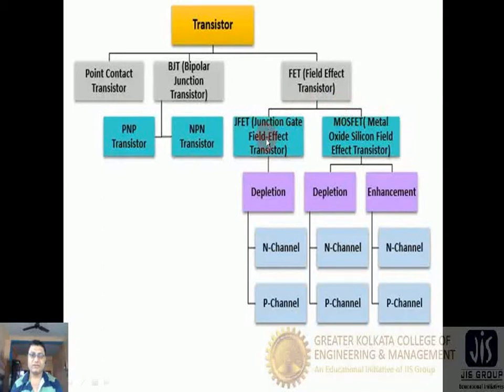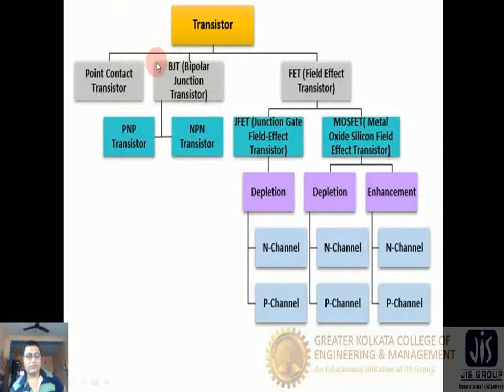Again, the JFET can be classified into two categories: N channel JFET and P channel JFET, and the MOSFET can be classified into two categories: depletion type MOSFET and enhancement type MOSFET. And depletion type MOSFET can be classified into N channel and P channel, and enhancement MOSFET can also be classified into N channel and P channel. In this way, the transistor can be classified into several types. So we are going to discuss mainly this topic, the BJT.